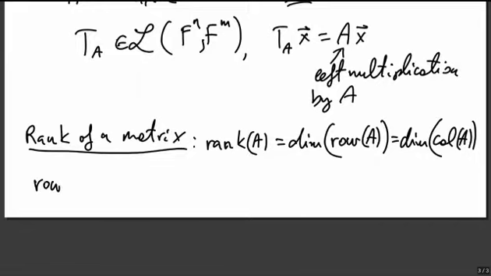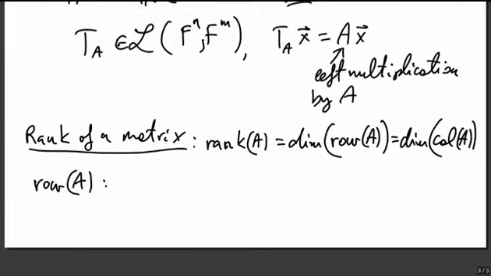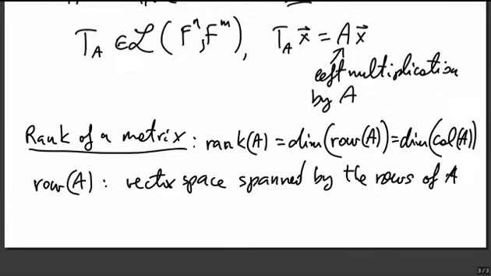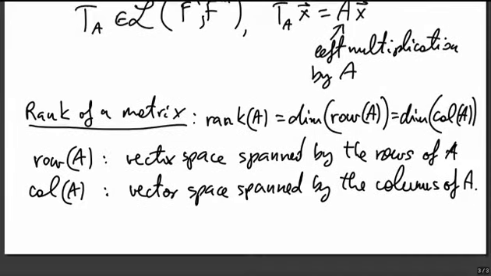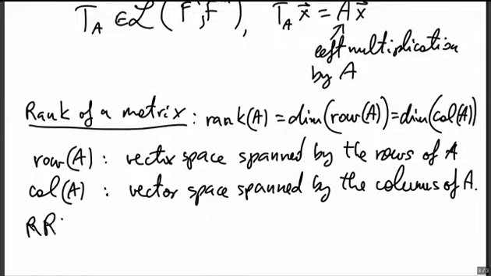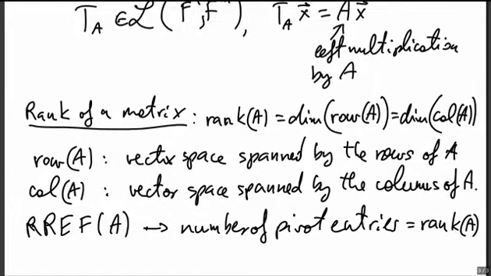Here, the row space of A is the vector space spanned by the rows of A. And similarly, the column space is the vector space spanned by the columns of A. In fact, the easiest way to calculate this rank is to calculate the reduced row echelon form of A using, for example, Gauss-Jordan elimination, and then the number of pivot entries equals the rank of A.